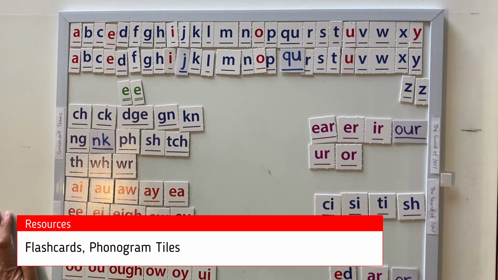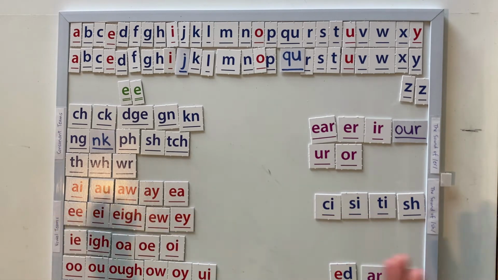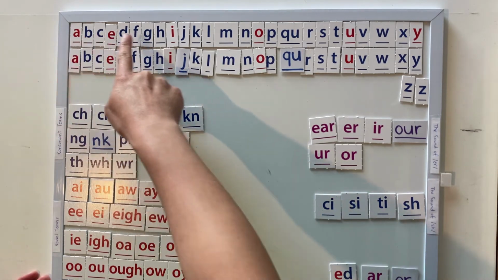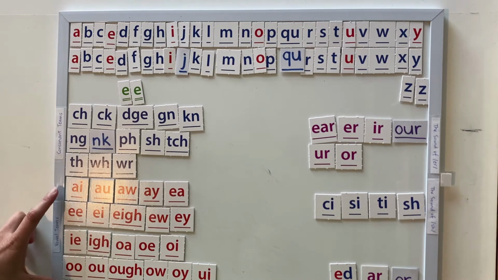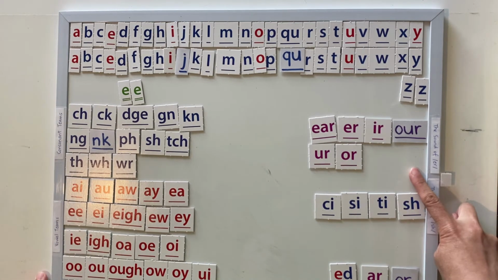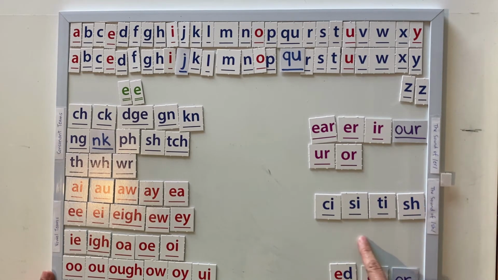By the end of level 5, the program will have covered all 71 phonograms, and you use this board when the student is learning a new phonogram or a new spelling rule to spell new words. And as you can see, this is again very well ordered. You've got all your single letter phonograms at the top. You've got your consonant teams, your vowel teams, the sounds of sh, and miscellaneous others.